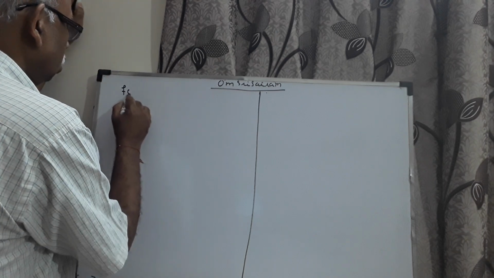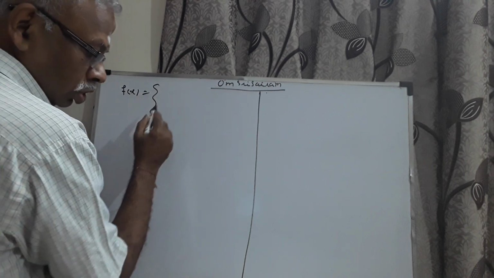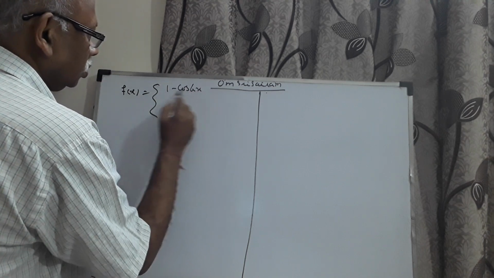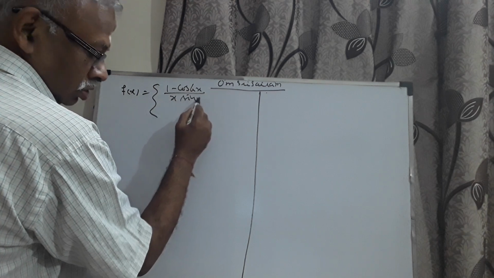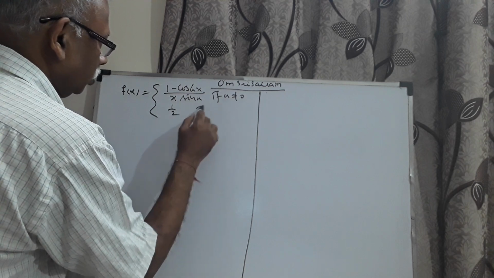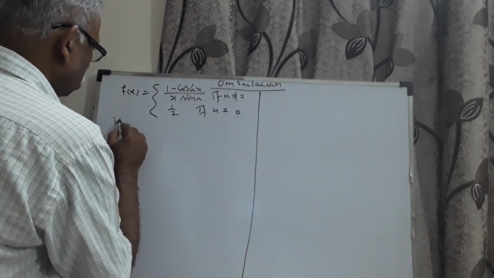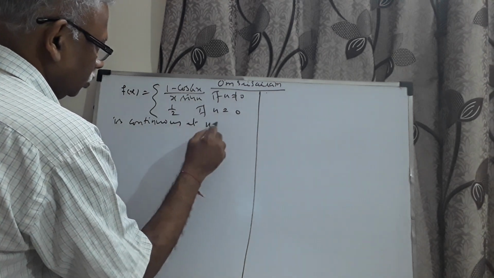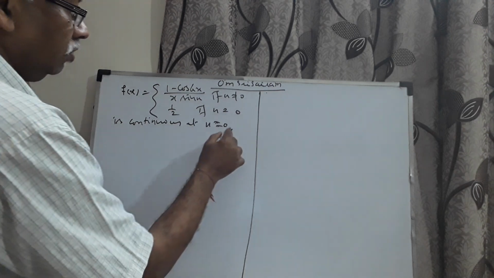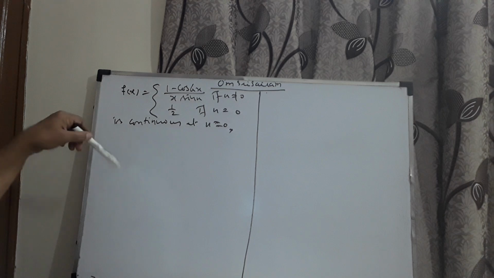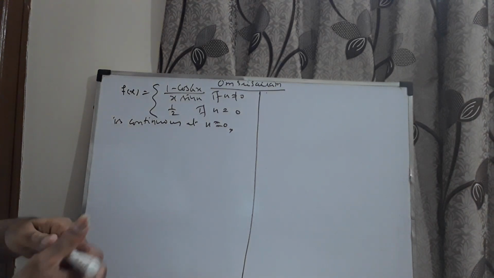f of x is defined as (1 minus cos kx) by (x sin x) if x is not equal to 0, and it is half if x equals 0, and it is continuous at x equal to 0. Find the value of k. Just listen carefully: f of x defined this way is continuous at x equal to 0. Then find the value of k. That is the question given to you.